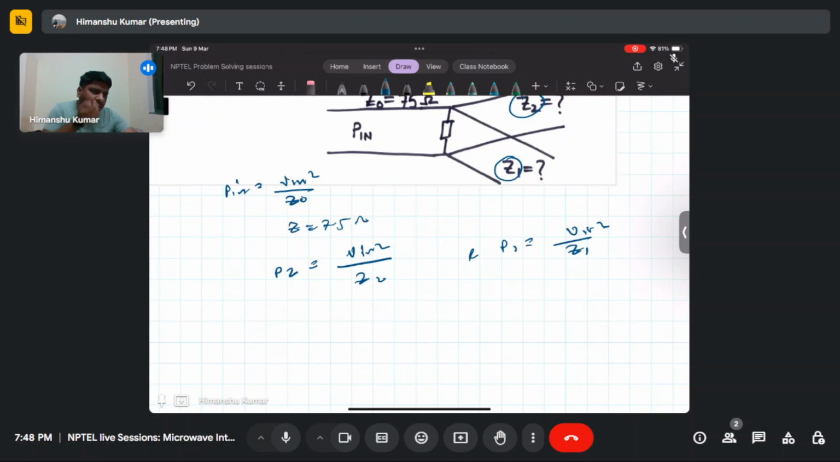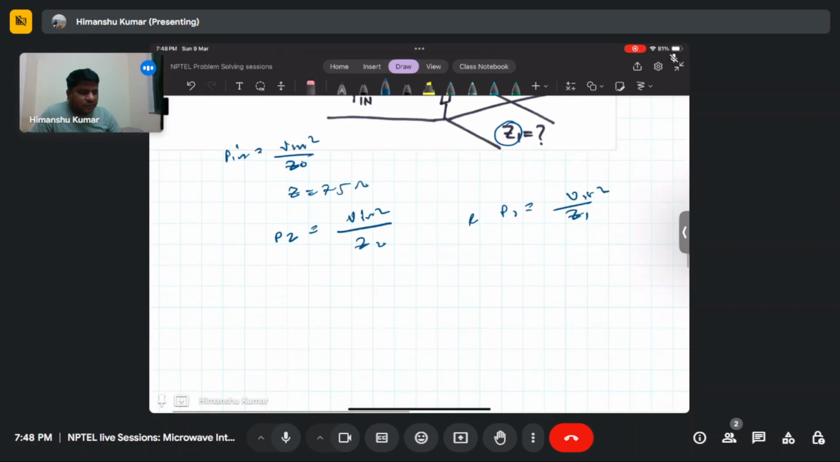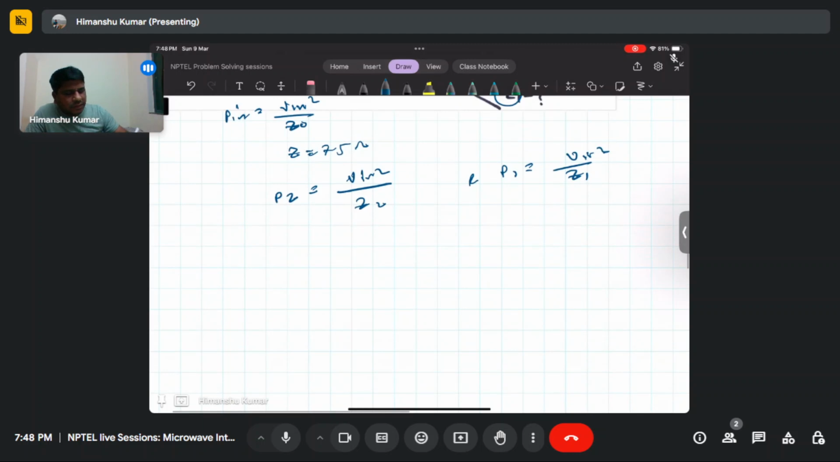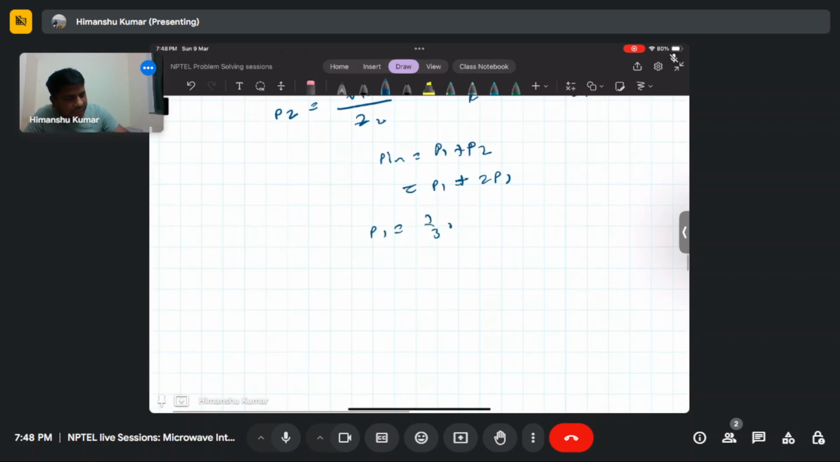Now the power is divided in a 2:1 ratio. So P1 will be equal to one third of P in. Let's write the total power P in as P1 plus P2, and we can write P2 as 2 times P1, so P in is P1 plus 2 times P1, and then P1 is equal to 1 by 3 of P in. Similarly, we can write P2 as 2 by 3 of P in, or equal to P in minus P1, which is equal to 2 by 3 of P in.